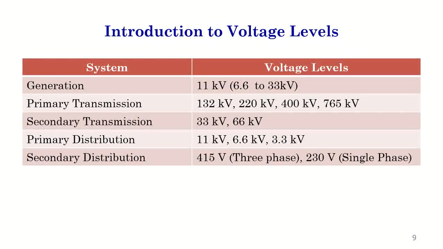Secondary distribution is the consumer end, that is, domestic users. In domestic usage, we have a three-phase line and a single-phase line. If it is three-phase, then the voltage level will be 415 or 440 volts. But in single phase, we have 230 volts. All the AC voltages used in India are at a frequency of 50 hertz. So this is about Indian voltage levels.